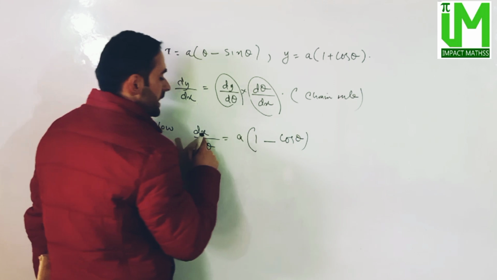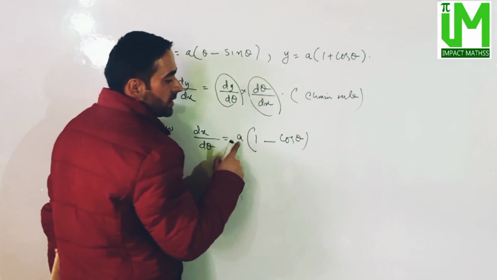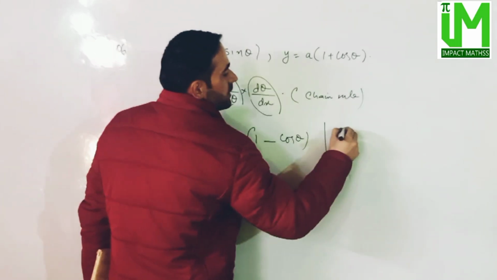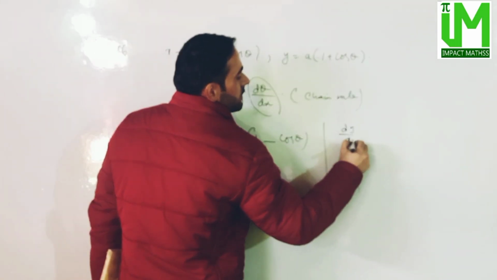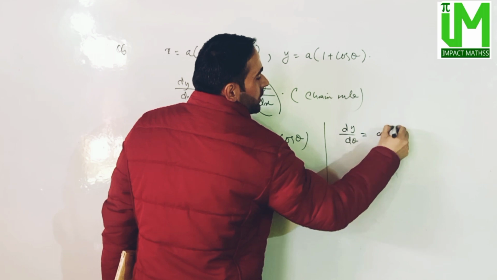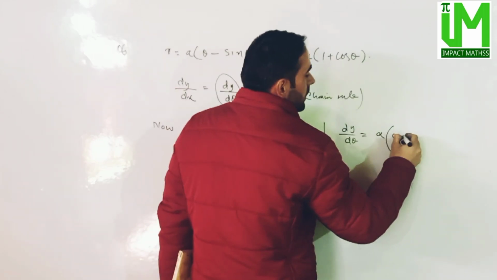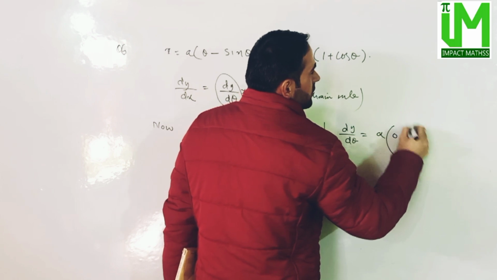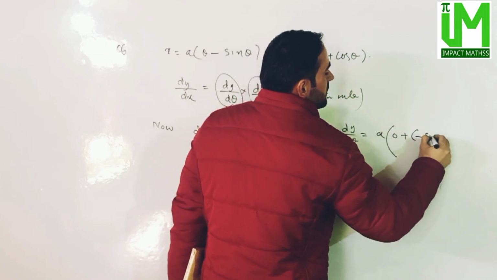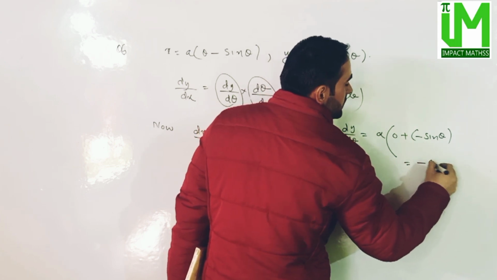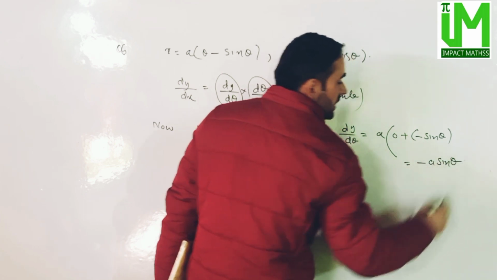So dx divided by d theta is differentiation a times 1 minus cos of theta, and what is dy divided by d theta? It is, a 1 is differentiation 0, ठीक है? 0 plus cos theta की differentiation minus sin theta, ठीक है? And if we further simplify, this will be minus a sin theta.